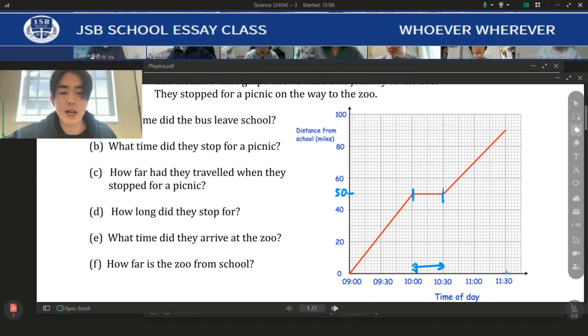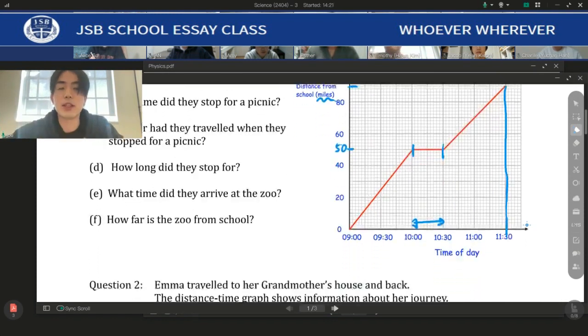So they got to the school at 11:30. Okay? So they got to the zoo at 11:30. So how far is the distance? 90. Exactly, good. In this case, they did it in miles. So 90 miles from the school to the zoo. Okay, so this is the basic stuff about the initial graph that we need to learn.